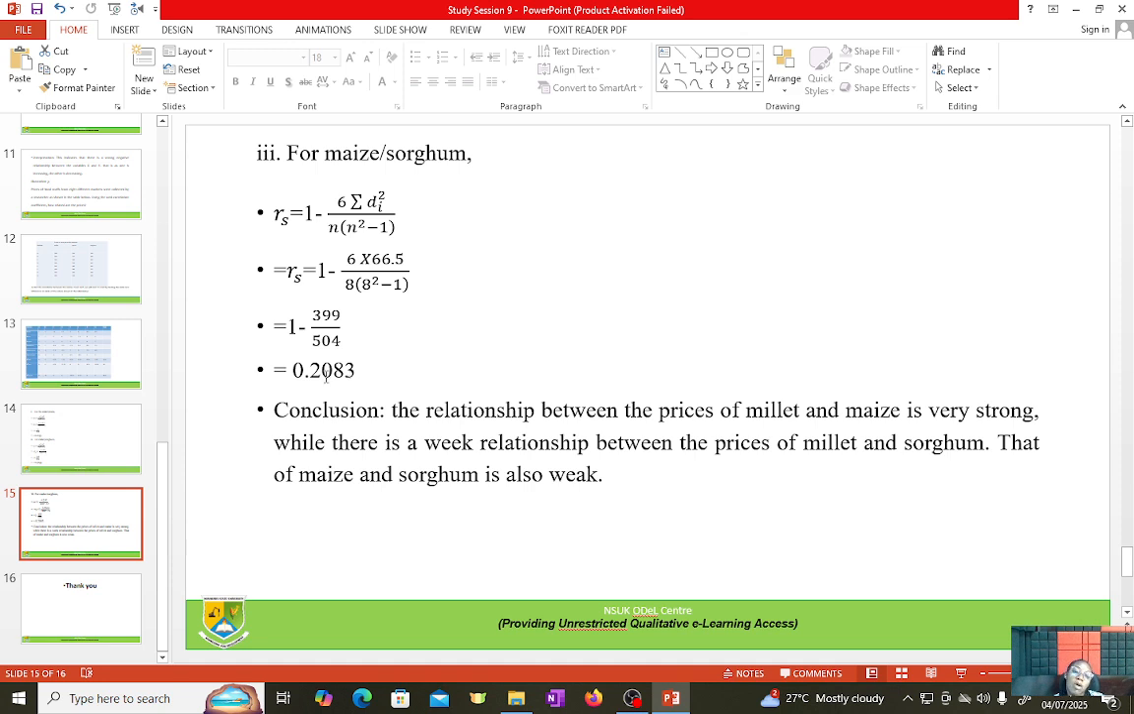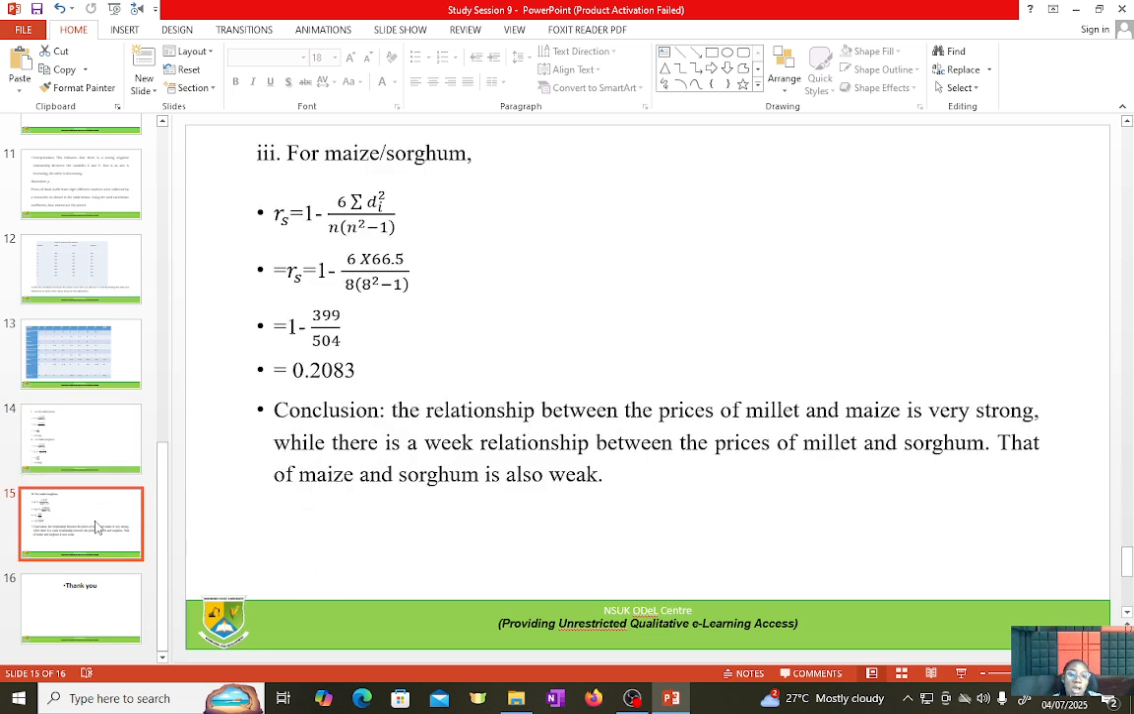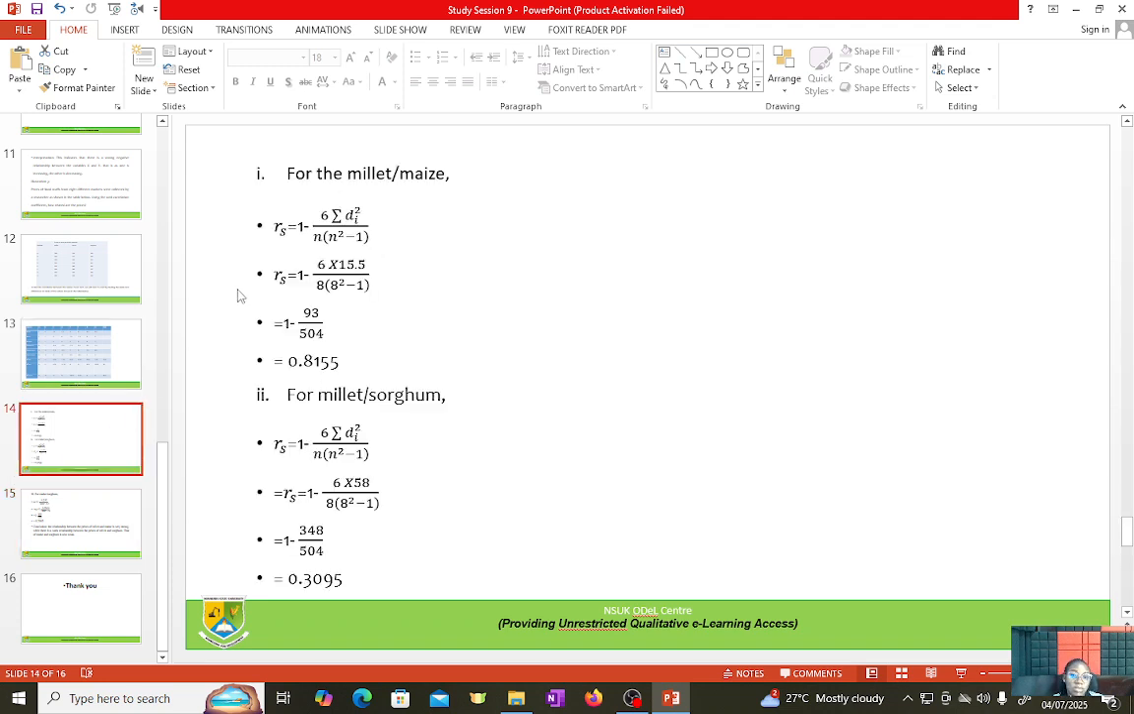So drawing our conclusions based on the values, the relationship between the prices of millet and maize is very strong. Millet and maize, that's the one that has 0.8, which is approximately 1, and a Spearman correlation coefficient of +1 indicates a strong relationship. So that will be our conclusion for the relationship between millet and maize.